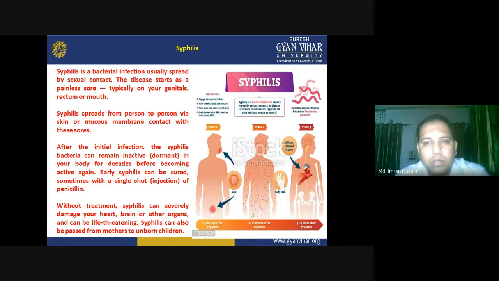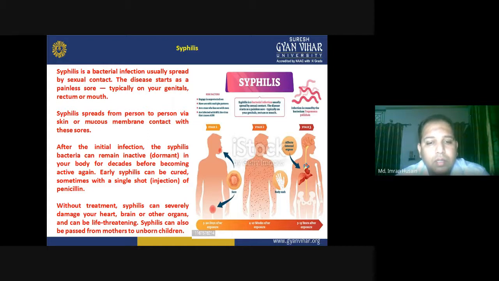Now coming on to syphilis. Syphilis is a bacterial infection usually spread by sexual contact. The disease starts as a painless sore, typically on your genitals, rectum, or mouth. Syphilis spreads from person to person via skin or mucous membrane contact with these sores. After the initial infection, the syphilis bacteria can remain inactive or dormant in your body for decades before becoming active again. Early syphilis can sometimes be cured with a single injection of penicillin.